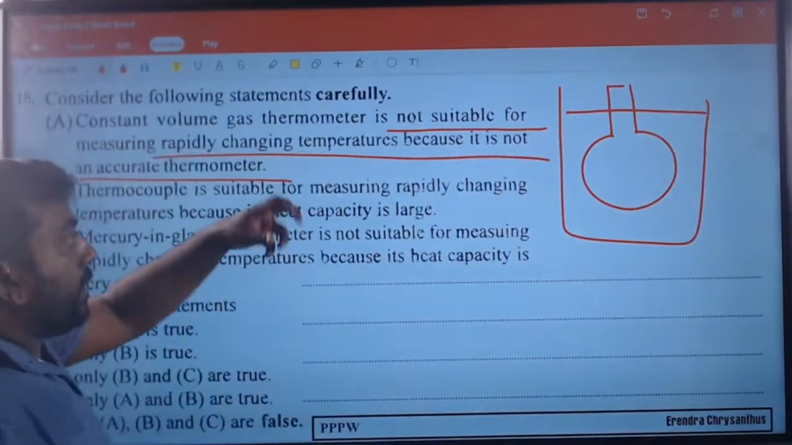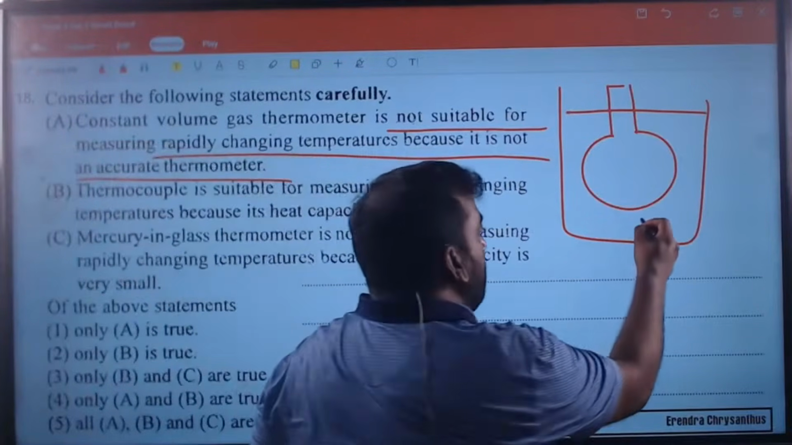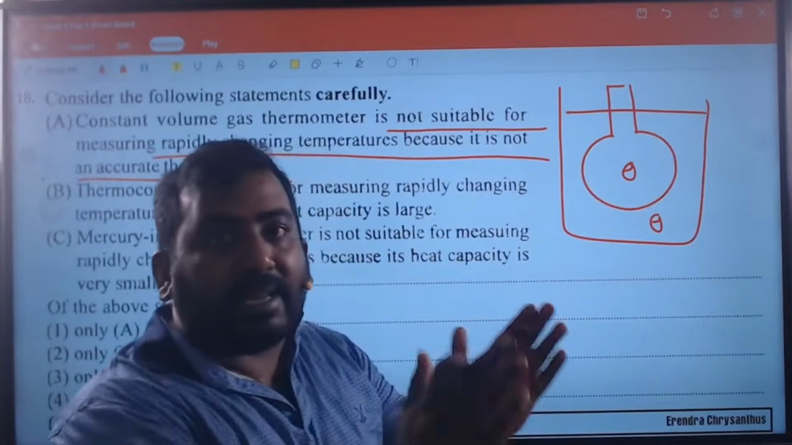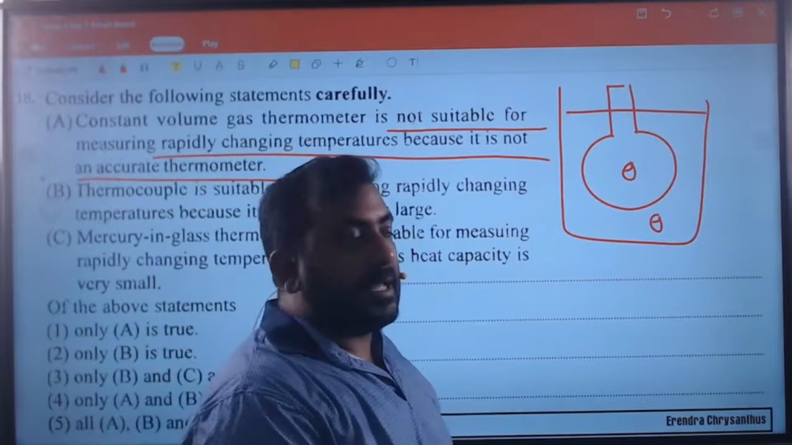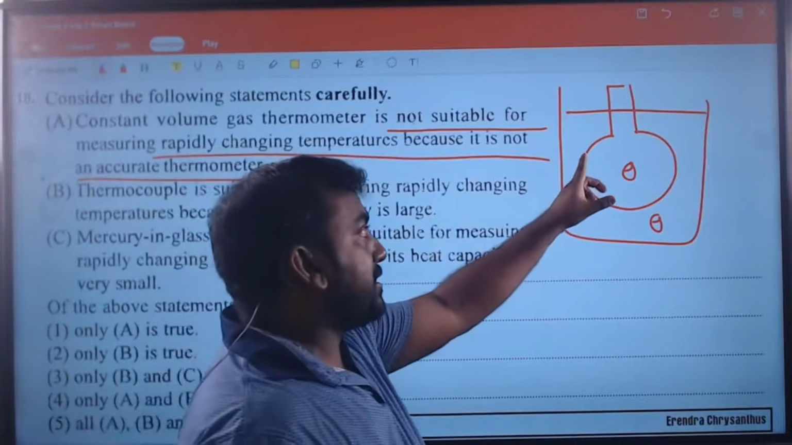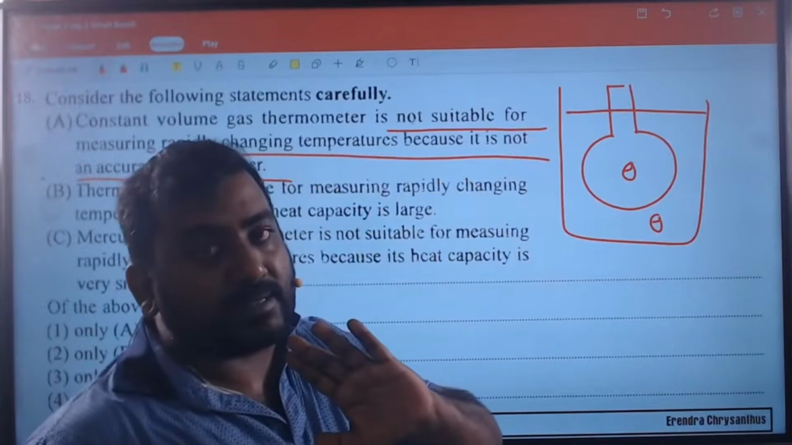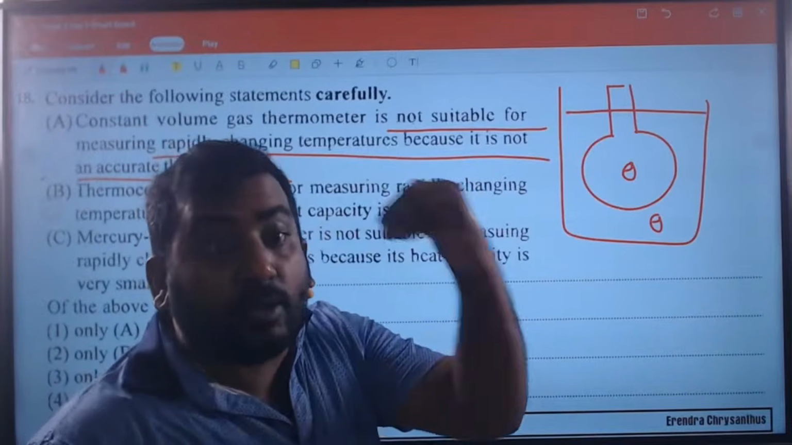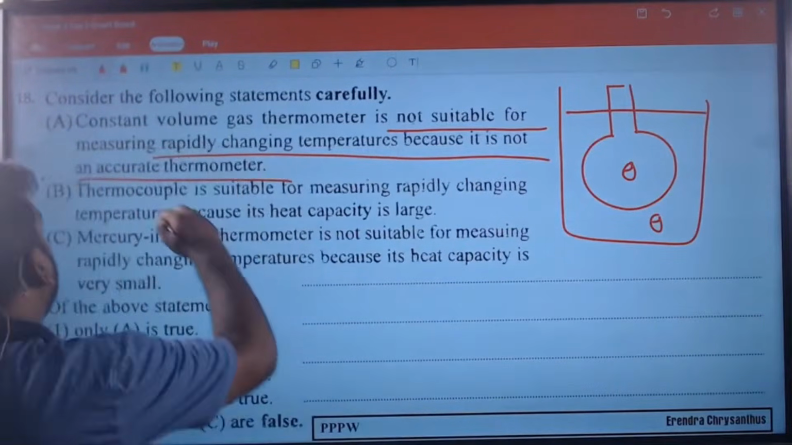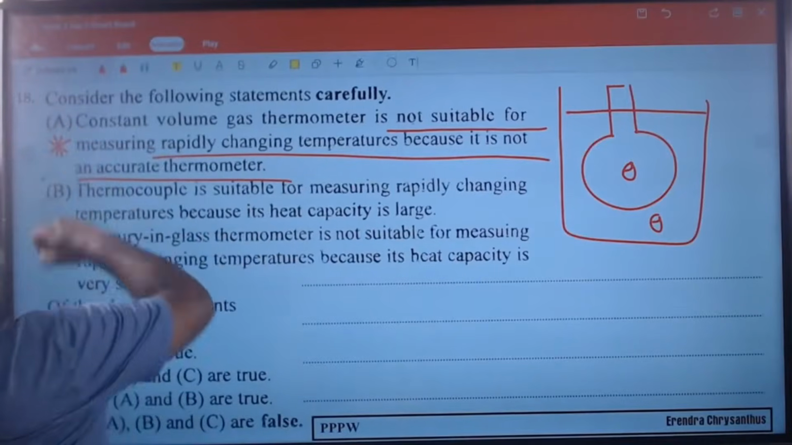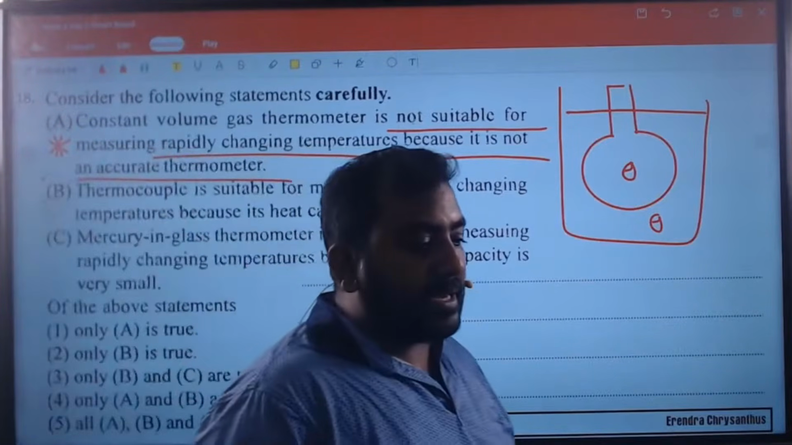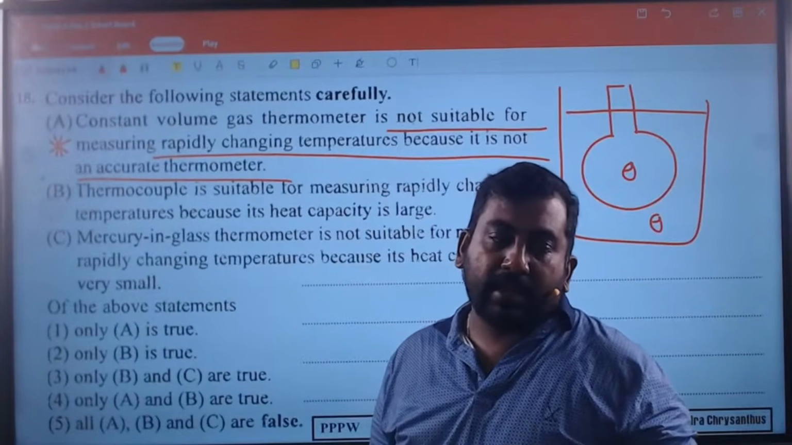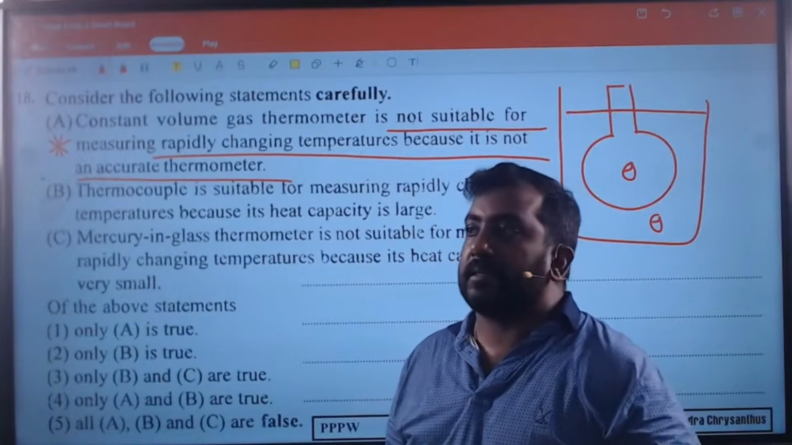So it will take some time for the temperature of the water and the temperature of the gas inside the bulb to reach thermal equilibrium. So rapidly changing temperatures you can't measure using gas thermometers. But gas thermometers are the most accurate thermometers. Put a small star there, write this.